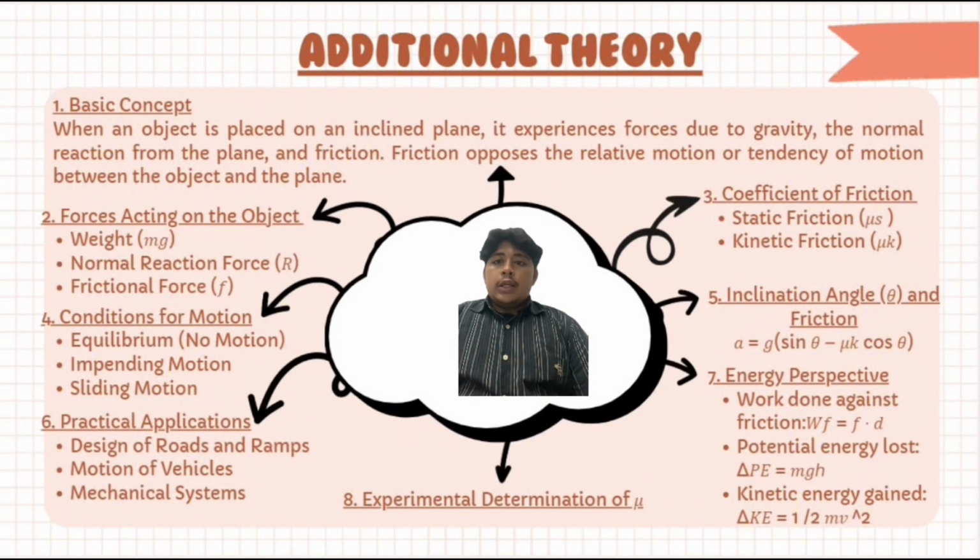Fifth, inclination angle and friction. At an angle greater than the critical angle theta, the object accelerates down the incline and the acceleration is given by a equals g sin theta minus mu cos theta.